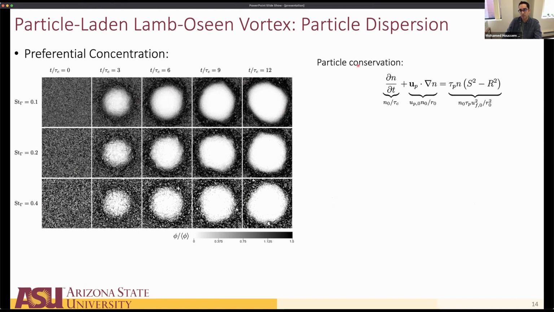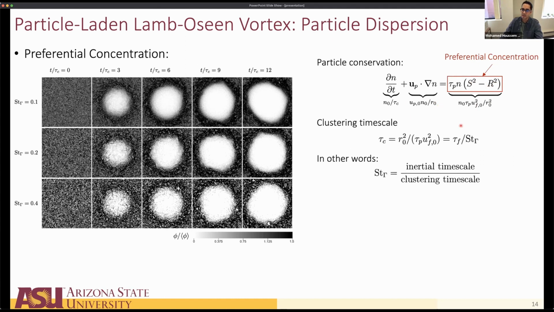To do that, all you have to do is look at the particle mass conservation equation. This is an equation for the number density. The term on the right here is the preferential concentration term. It relates to the divergence of the particle velocity field, which is compressible. You can immediately see that there is a difference between the strength of the straining region minus the strength of the rotation. Doing just a scaling analysis, you can figure out a clustering time scale, tau c, which is the inertial time, tau f, divided by the Stokes number. In other words, the Stokes number is the ratio of the inertial time scale and the clustering time scale.